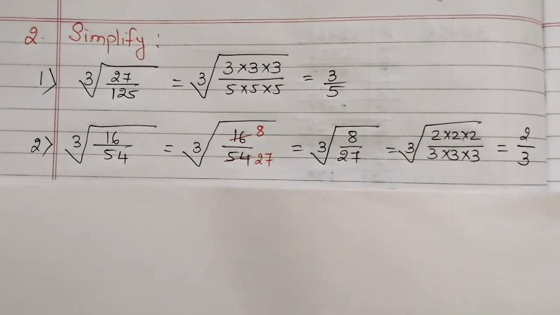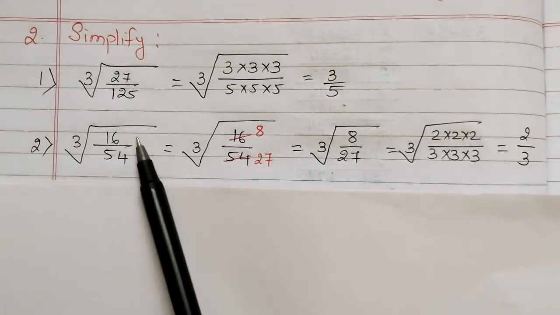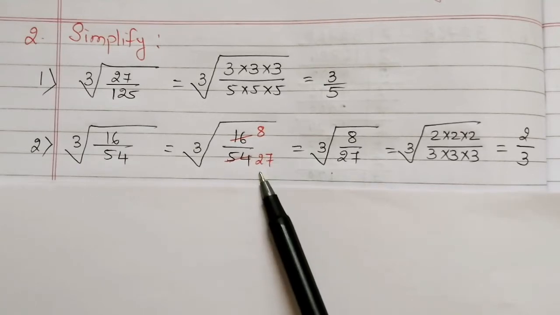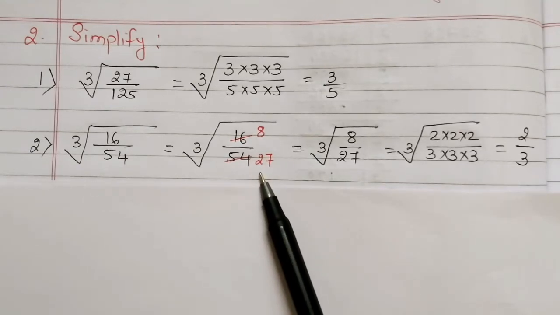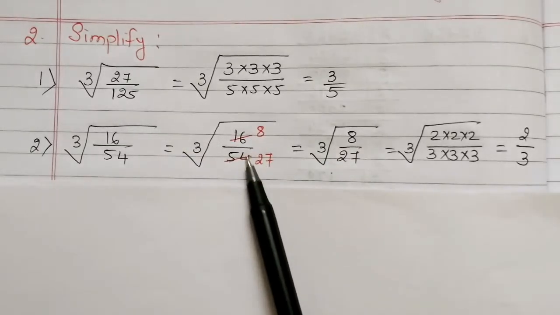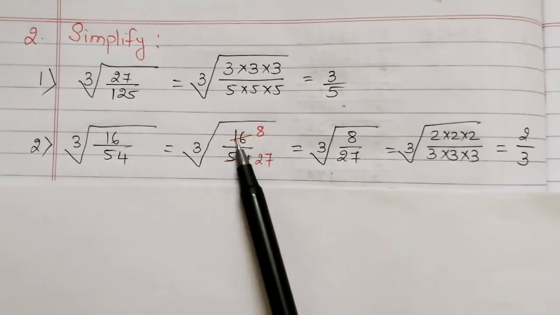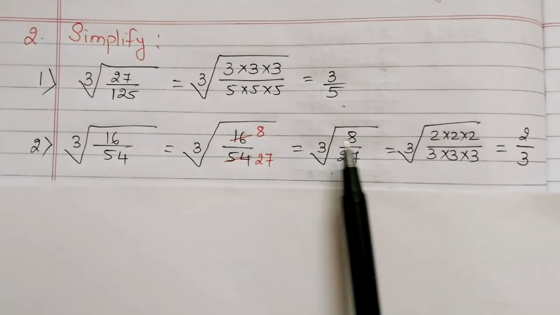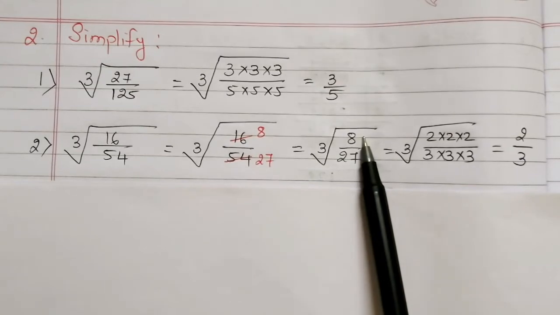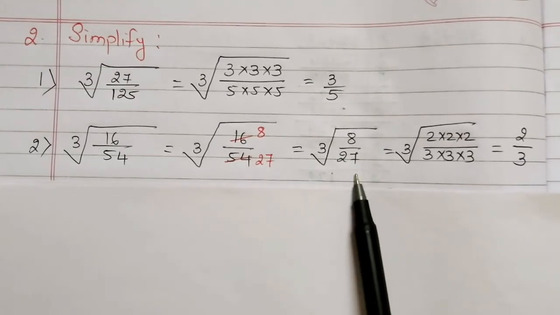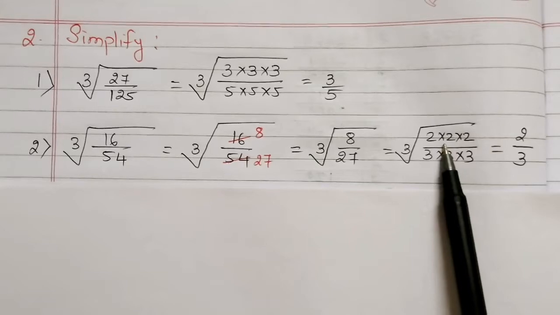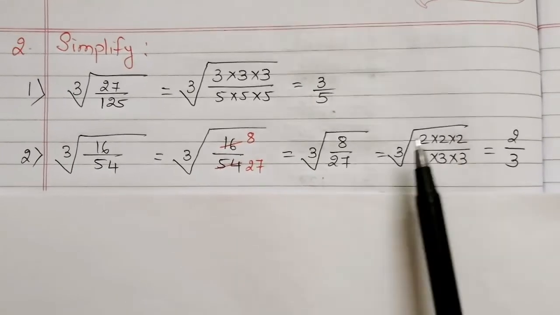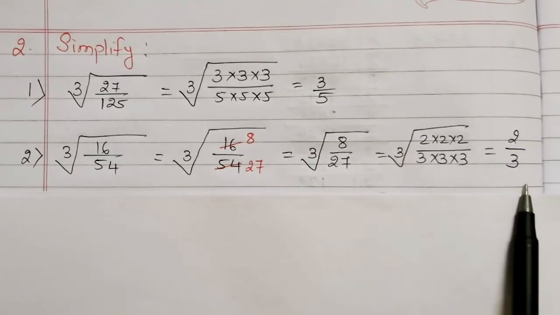Next one, how to simplify? This 16 and 54 can both be divided by 2, since we are simplifying. So divide both by 2. Common divisor is 2. 2 8s are 16, so we get 8 here. Here we get 27. So cube root of this can be written as 8 upon 27. 8 is the product of 2 three times, and 27 is the product of 3s here. So when you take out the cube root, it will become 2 upon 3.